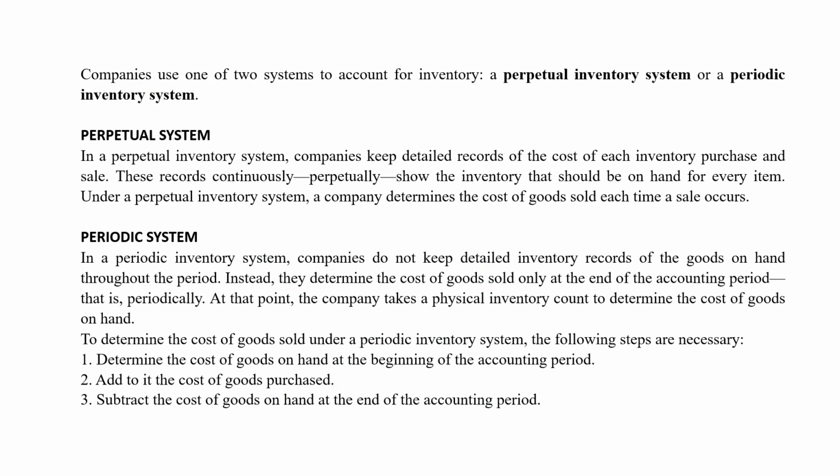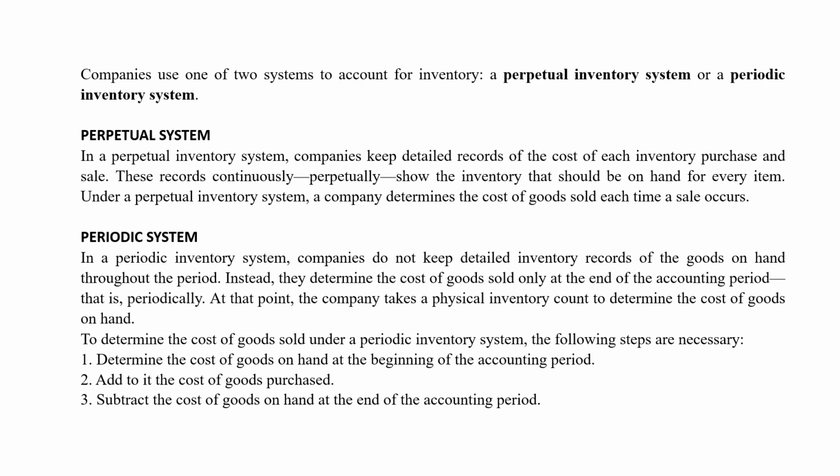Companies use one of two systems to account for inventory: a perpetual inventory system or a periodic inventory system. In a perpetual inventory system, companies keep detailed records of the cost of each inventory purchase and sale. These records continuously, perpetually, show the inventory that should be on hand for every item. Under a perpetual inventory system, a company determines the cost of goods sold each time a sale occurs.